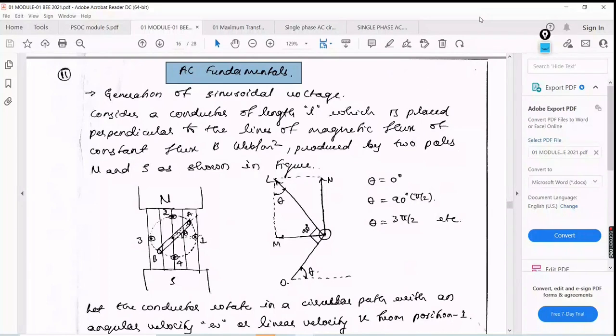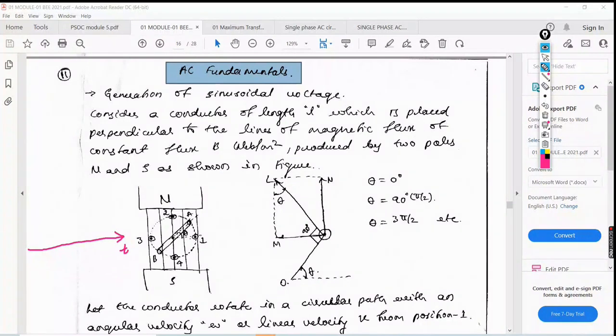AC is nothing but the alternating component. Okay, it is the component that is important. Here I will take a reference time t.